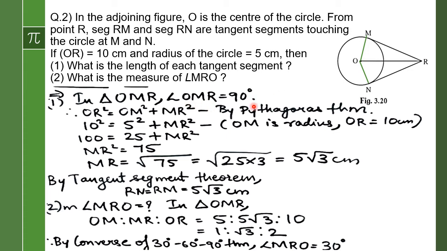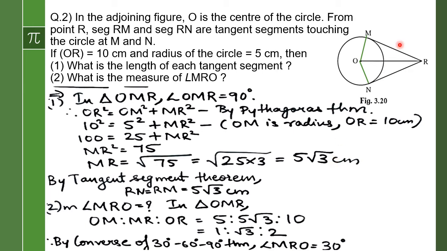So angle OMR is 90 degrees. That means by Pythagoras theorem, OR square is equal to OM square plus MR square. OR is the hypotenuse. And the OR value is given to be 10. So 10 square is equal to 5 square plus MR square, since OM is 5, being the radius. Now 10 square is 100, 5 square is 25. So MR square should be 100 minus 25, that is 75. So MR is square root of 25 into 3, so 5 root 3 centimeters. Okay, so MR is 5 root 3 centimeters.